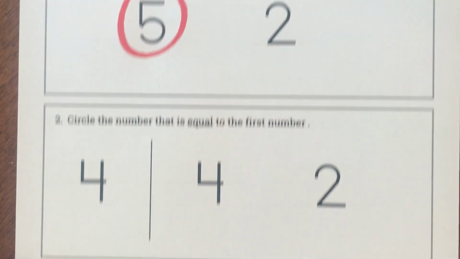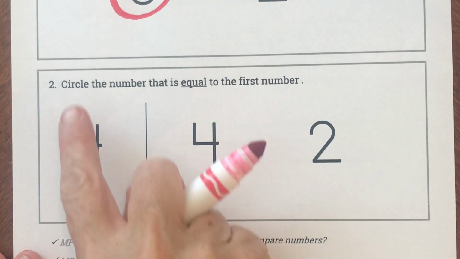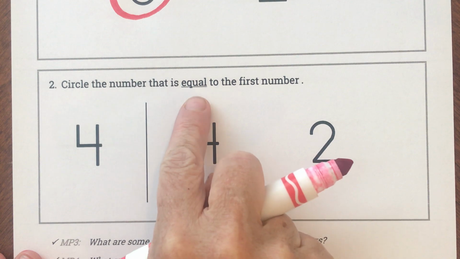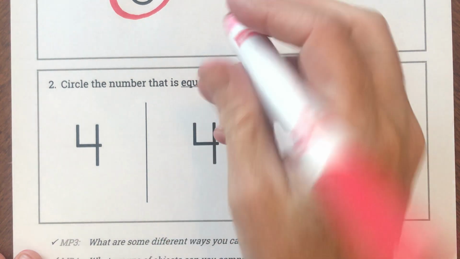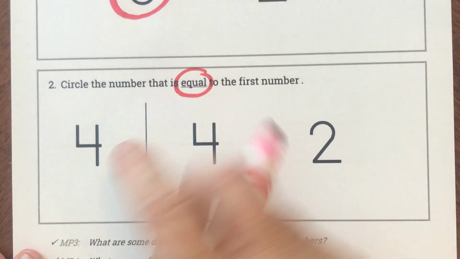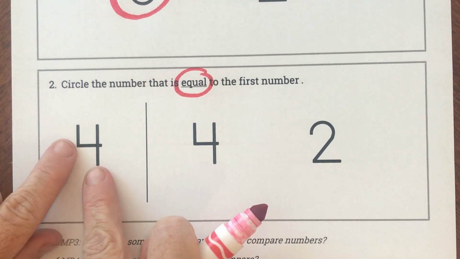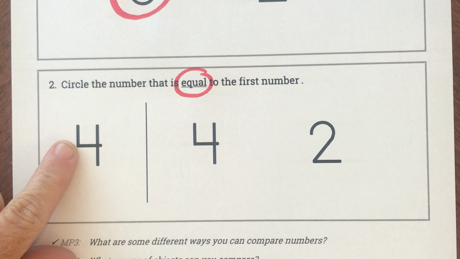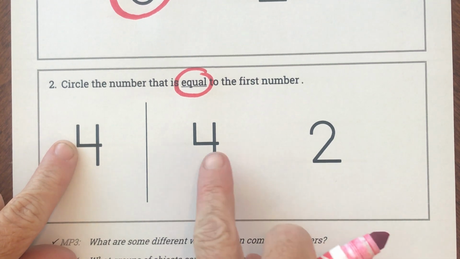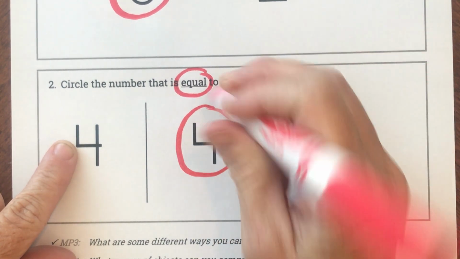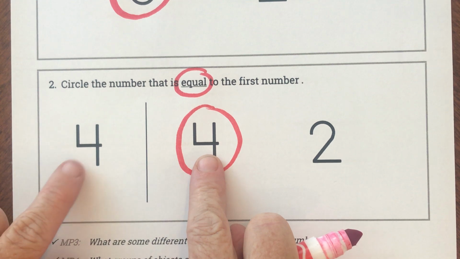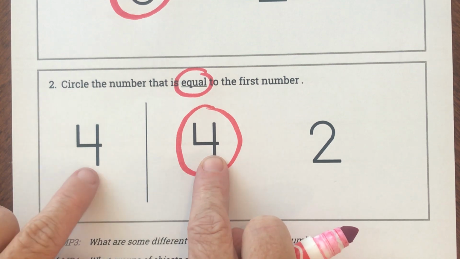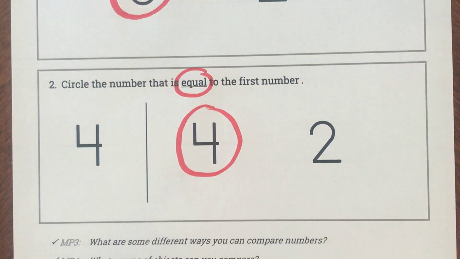Okay, let's look at my next one, boys and girls. It says, circle the number that is equal to the first number. They want a number that's equal to the first number. This number is a 4. Which of these is equal? Remember, equal means the same. So this 4 is the same as this one. So this 4 is equal to this one. Okay, boys and girls, let's try some of those together.